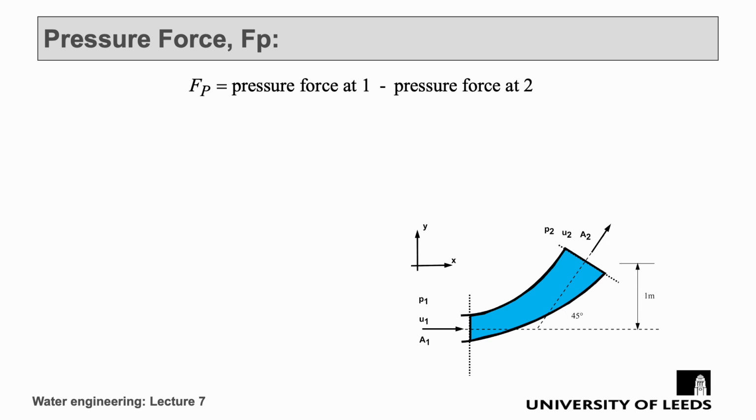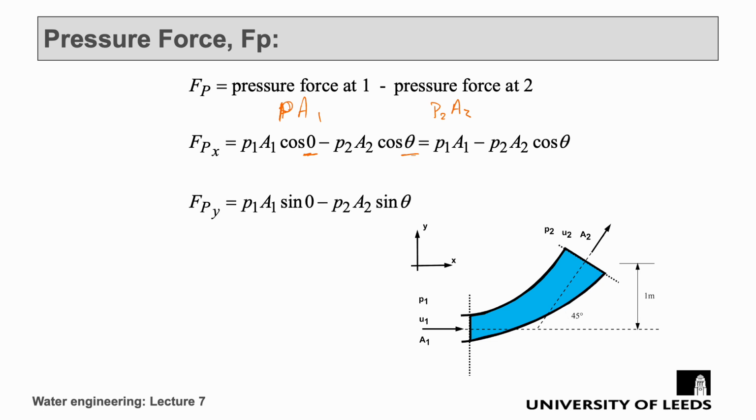Let's calculate the pressure force, and this is equal to the pressure force at 1 minus the pressure force at 2. What's pressure force? Well, pressure force equals pressure, and this is pressure, not rho, times area. At 1, pressure times area at 2, and we need to resolve the areas. So at 2 we've got a theta of 45, and at 1 we've got a theta of 0, so it's going to be P1A1 minus P2A2 cos theta.